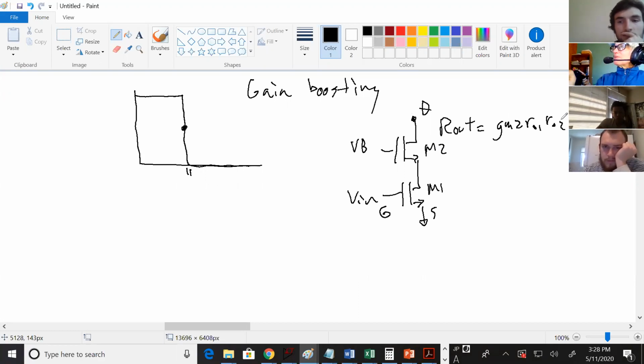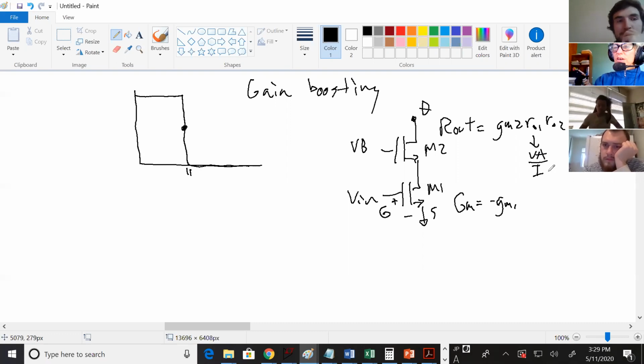Okay. And what gain boosting does is it doesn't change the GM of the circuit. The GM of the circuit is just your big GM, which is just the little GM of your input transistor. So GM isn't changing. What gain boosting does is it changes your R out. It makes your R out even bigger. But if you remember, for RO1, that's VA over IC. Yeah, you can change IC to change the value of RO, but there's not very many knobs you can pull that change. And this one's also VA over IC. So it's kind of hard to change your RO values.